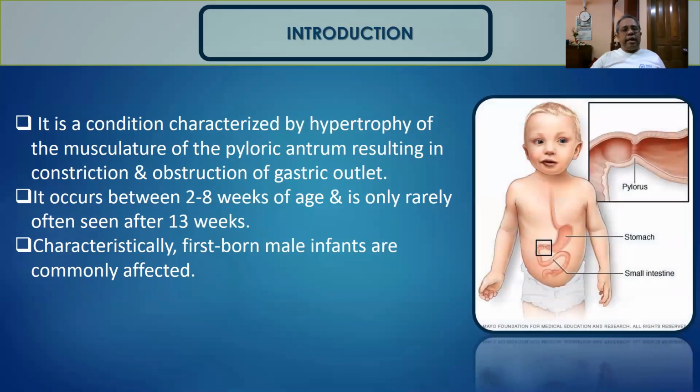It is a condition characterized by hypertrophy of the musculature of the pyloric antrum, resulting in constriction and obstruction of the gastric outlet. It occurs between 2 to 8 weeks of age. It is only rarely seen after 30 weeks. Characteristically, firstborn male infants are commonly affected.